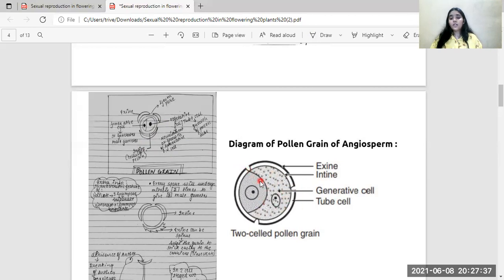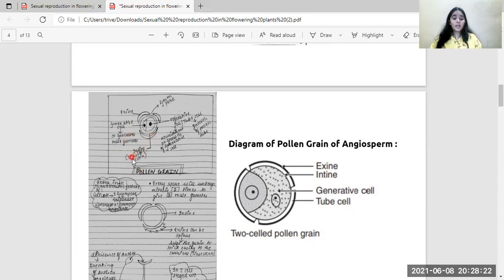The bigger part, the majority of the pollen grain, is known as the vegetative cell or the tube cell, and the smaller part of the pollen grain is known as the generative cell. This is a two-celled pollen grain. The function of the vegetative cell, or the tube cell, is to provide nourishment and helps in the growth of the pollen tube, whereas the generative cell does the most important work, which is to generate male gametes.